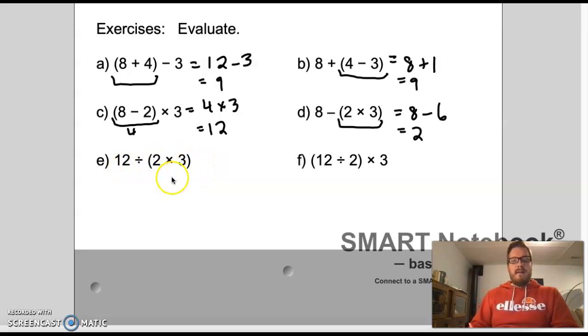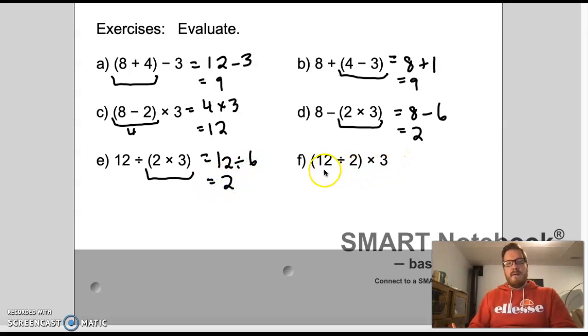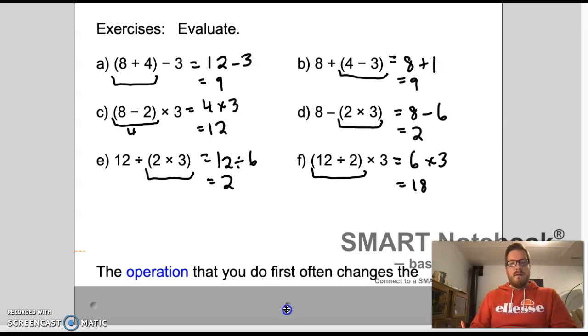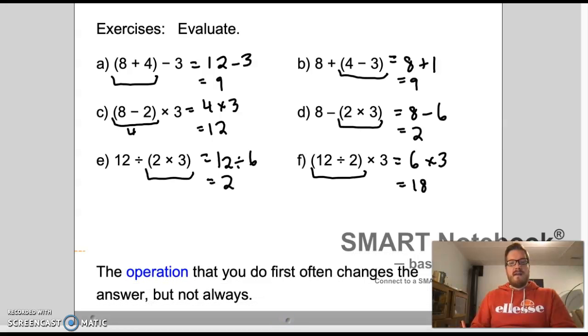Here's 12 divided by, and then in brackets, 2 times 3. So that's going to give me 12 divided by 6, which is 2. And then over here, this is 12 divided by 2 in brackets, and then times 3. So that gets done first. 12 divided by 2 is 6, times 3 equals 18. And again, notice, different answer depending on where you put the brackets. So the operation that you do first often changes the answer, but not always. That's kind of the takeaway there.